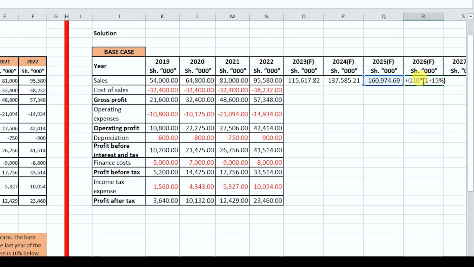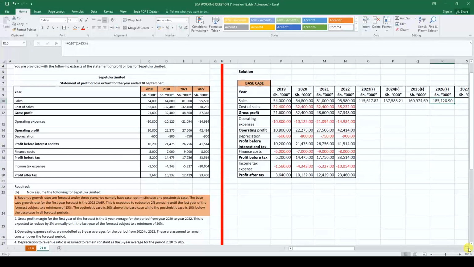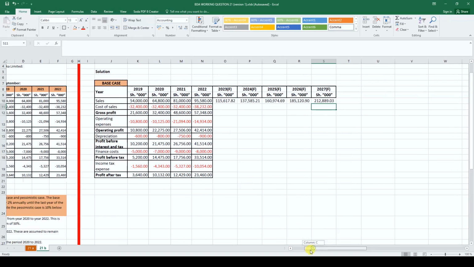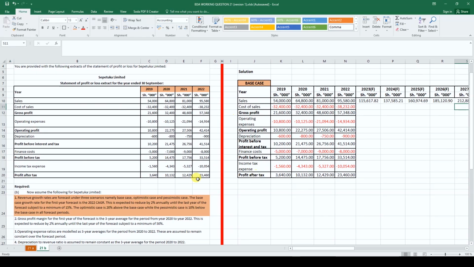15%. That, we enter, and here we still enter the same value you can see, plus that value, times, open the brackets, 1 plus 15%, close the brackets, we enter like that. That is what we get for the revenue. Remember, we still have to go through the pessimistic case and the optimistic case, but we move systematically. We finish off the base case extract.